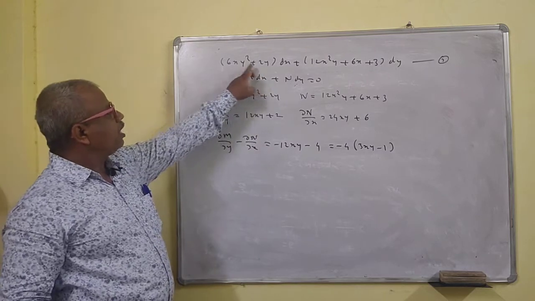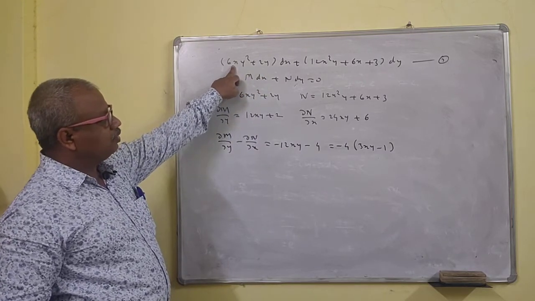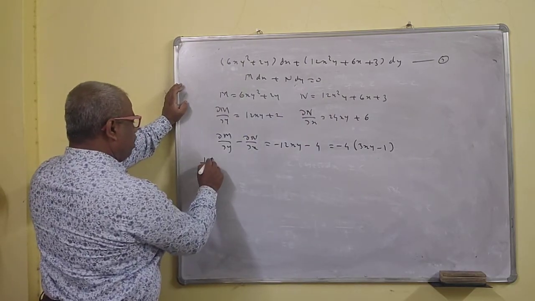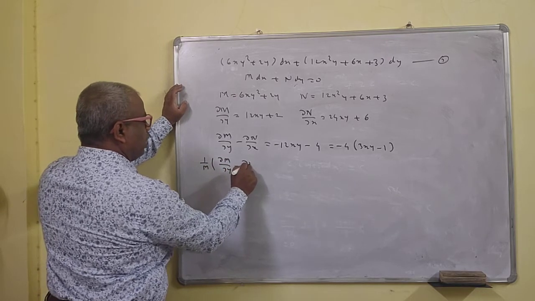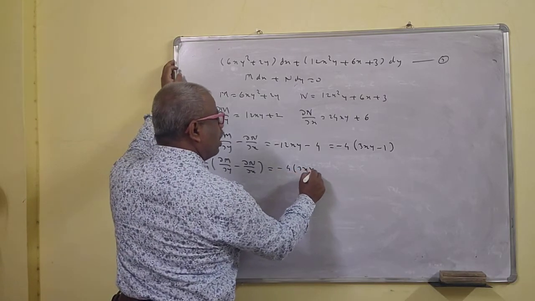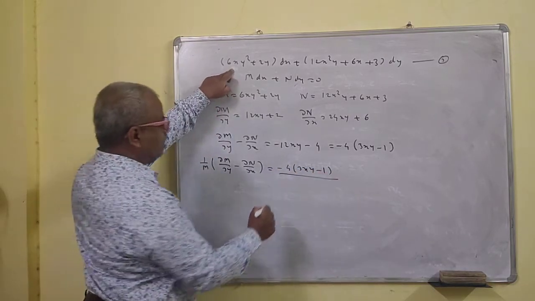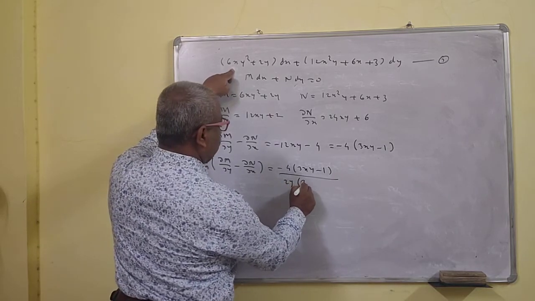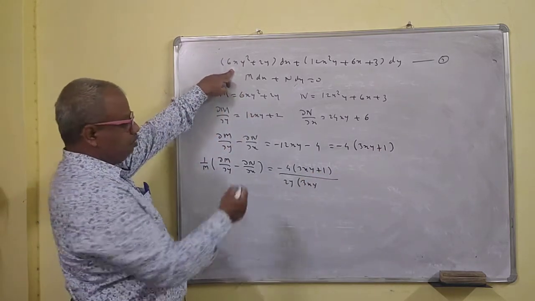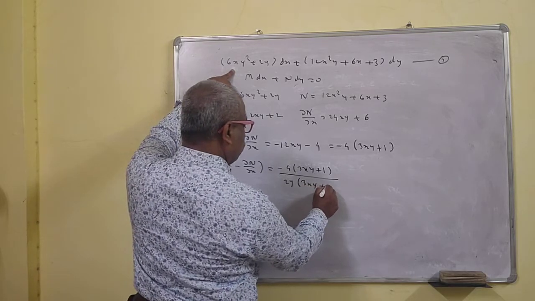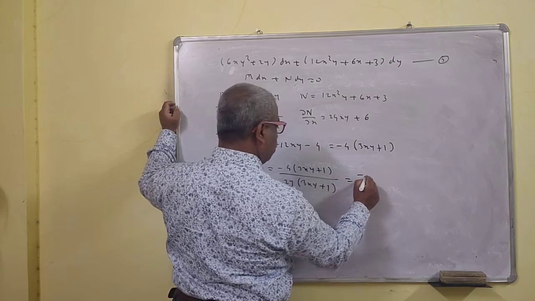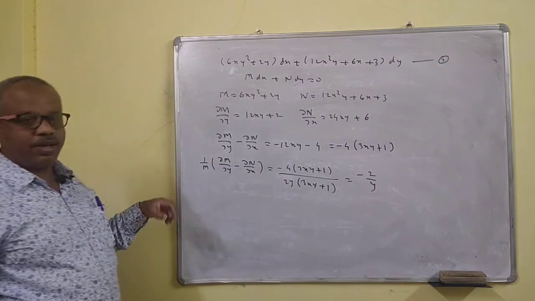If you take 2y common in M, there are chances for this. Here you cannot take common, so I will divide by M. So (∂M/∂y minus ∂N/∂x) upon M is equal to minus 4 (3xy + 1) upon 2y (3xy + 1). Both are minus, so you take minus common, so this is plus. And this is 2 upon y.